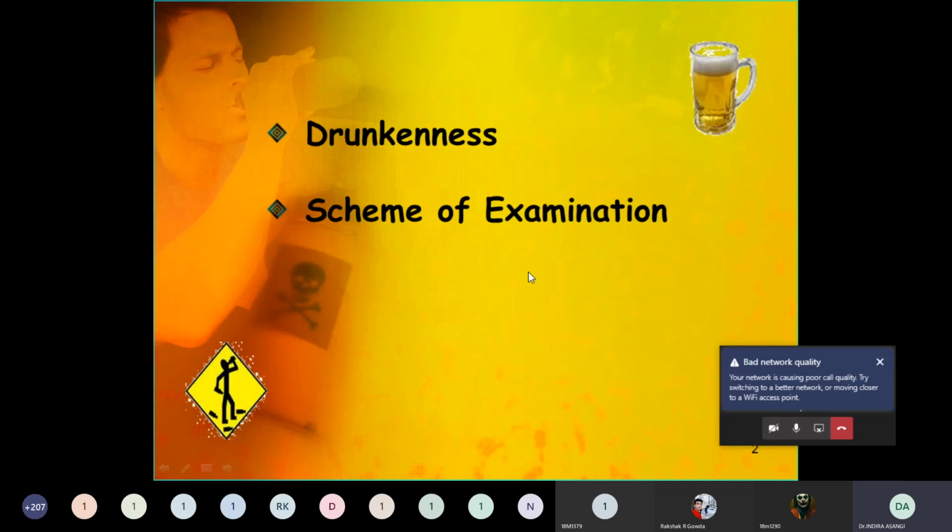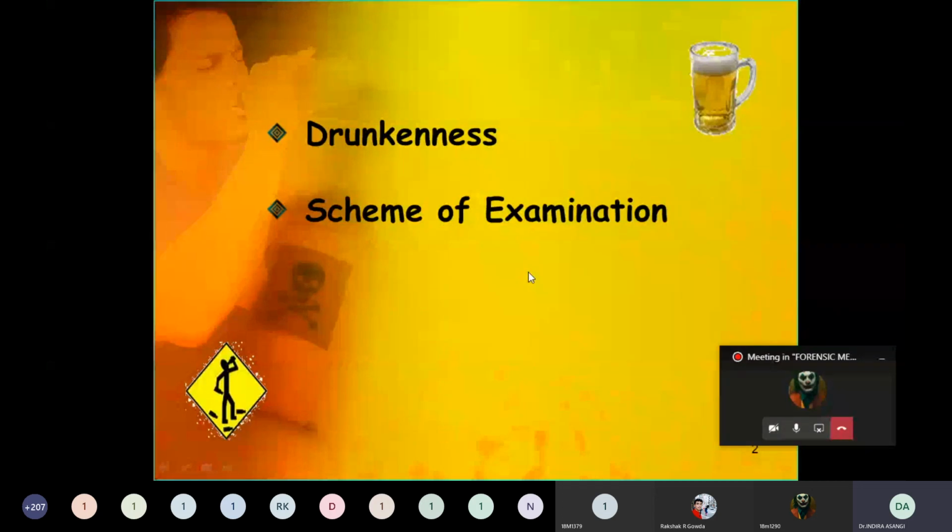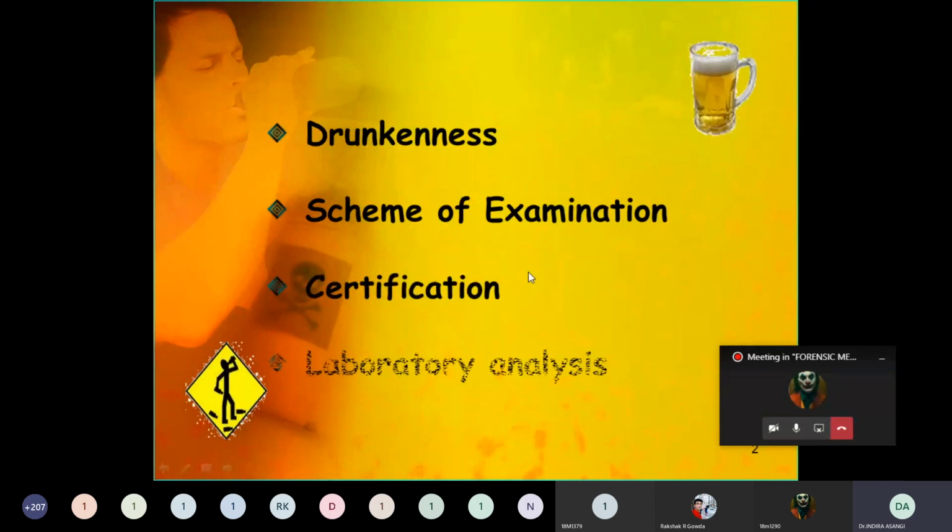Okay, now to start with again, I'm just restarting because you people had a problem in slide changing. So I think that got rectified. Let me check. Okay. Now, since you had a problem, I'm going to restart this and just brief it. So: drunkenness, the scheme of examination, then certification and the lab diagnosis.